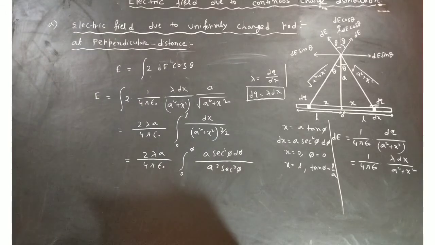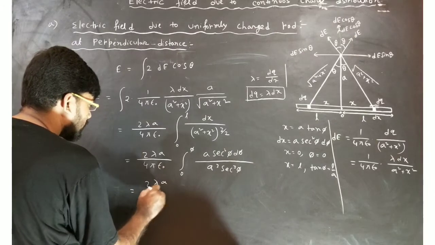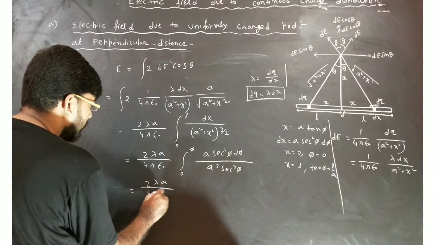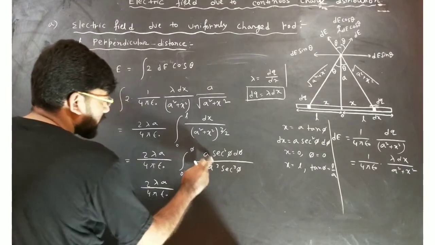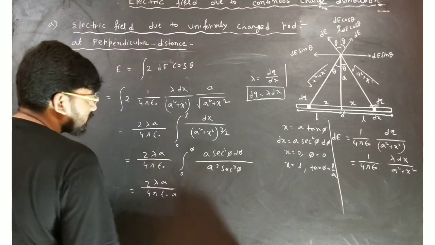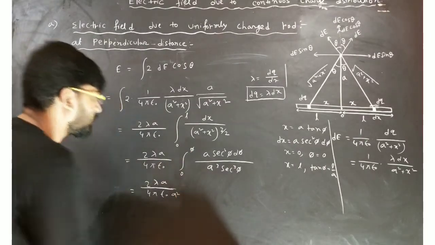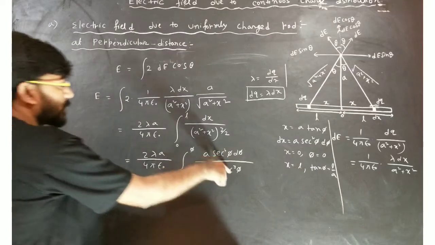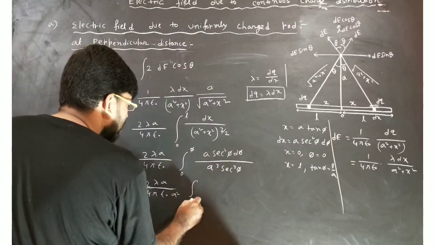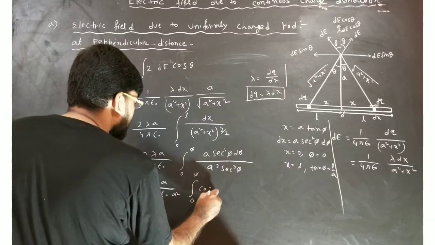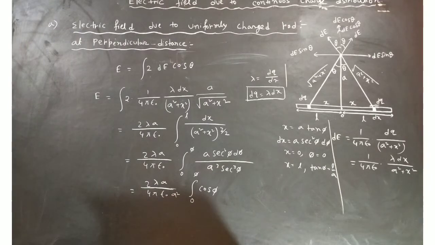Okay, now it will be just 2 lambda a divided by 4 pi epsilon naught into the integration from 0 to phi, and 1 a will also be outside. Here is a and here is a cube, so sorry, it will be a square, and sec square phi over sec cube phi will be 1 by sec phi, that will be cos phi. So integration from 0 to phi of cos phi, and the integration of cos phi is sin phi, and the limit will be phi to 0, so that will be sin phi.